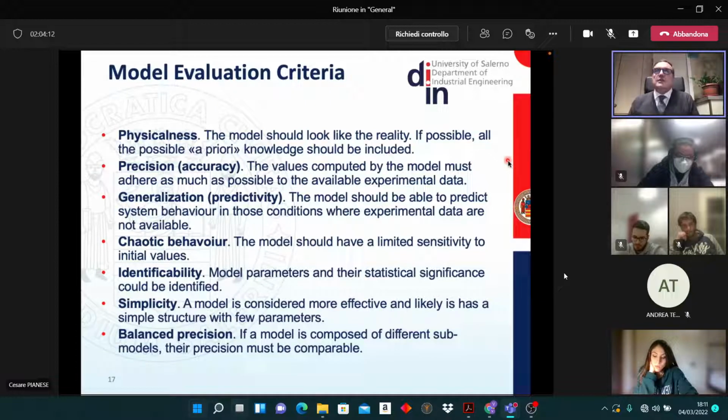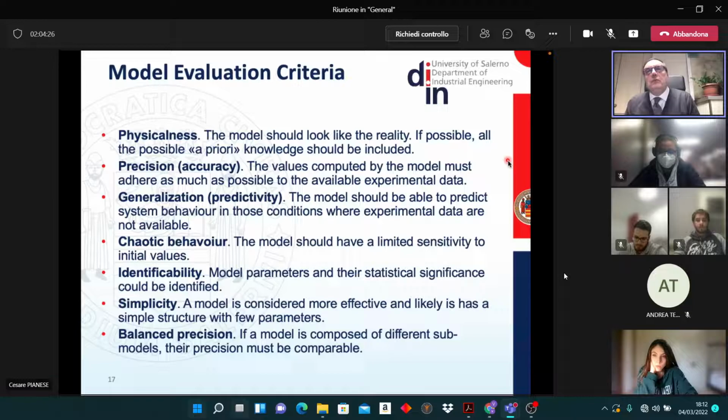Generalization is a very important point because it gives information about the predictivity. Suppose that you developed your model. This is typical for black box models. You made the experiment on a Ferrari, and then you developed the model based on this data, and then you want to apply this model on a Panda.